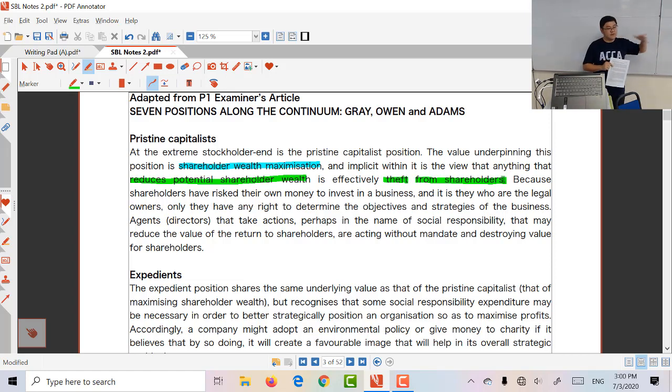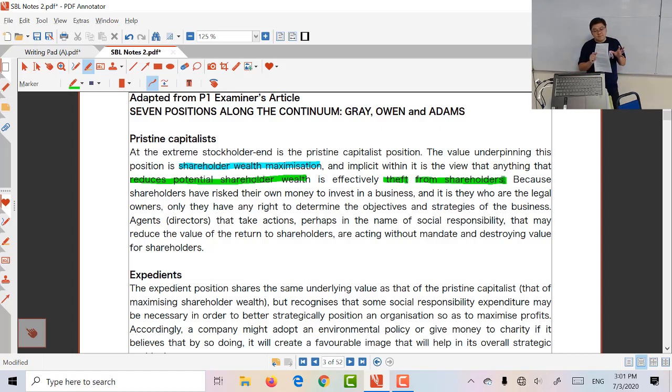Imagine there's a disaster, a COVID virus outbreak. The company wants to be more compassionate and donate 100,000 to the government to address the outbreak. The shareholder says, why do you steal my money? You donate 100,000, that's my money. I'm the shareholder, why do you take my money and donate? That's the position, okay?